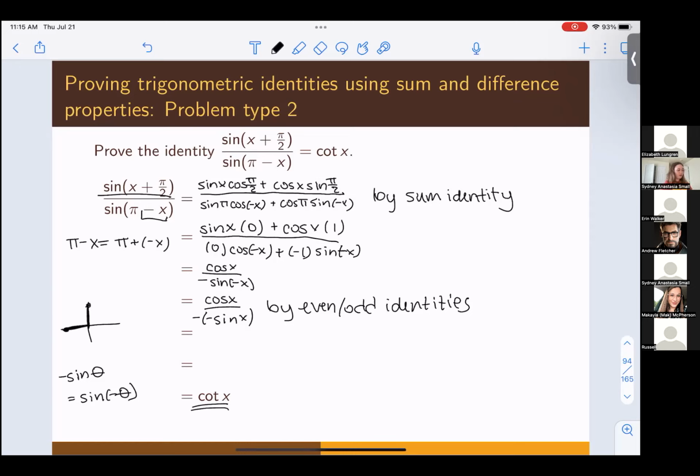Notice that a negative times a negative is a positive, so this just leaves me with cosine of x over sine of x. Hey, cosine of x over sine of x is cotangent of x. And we did that final step just by using the quotient identities.